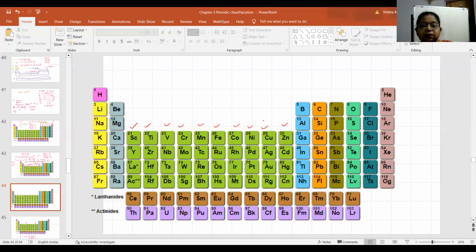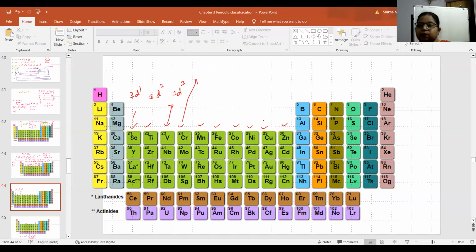Scandium, since it is 21, the last digit is 1. So it will have 3D1. 22 will have 3D2. 23 we have just seen, it is 3D3. There is no need to calculate whether it will be D3, D4, D5. That is the way you can remember it.